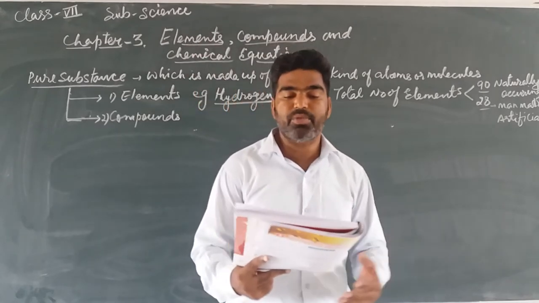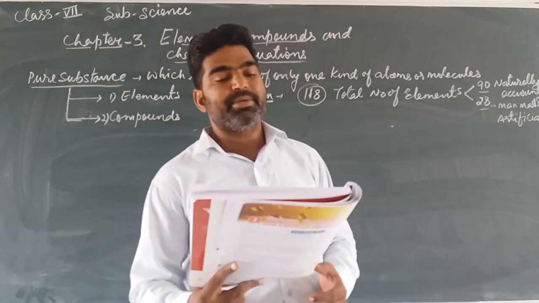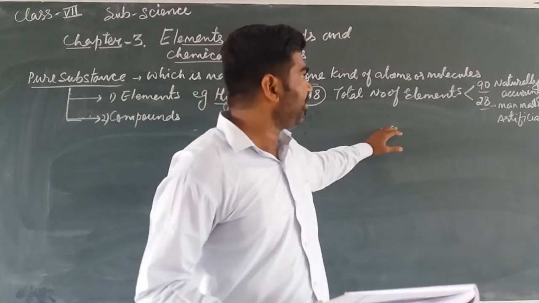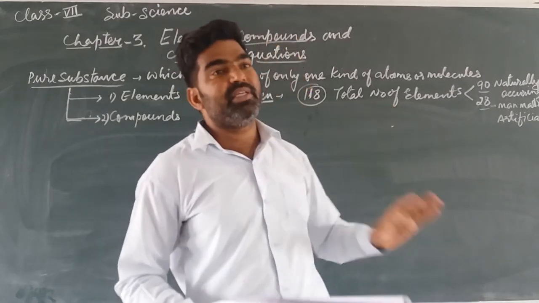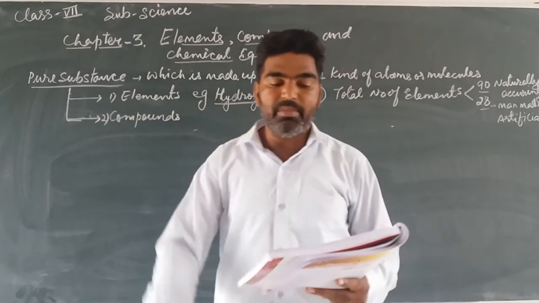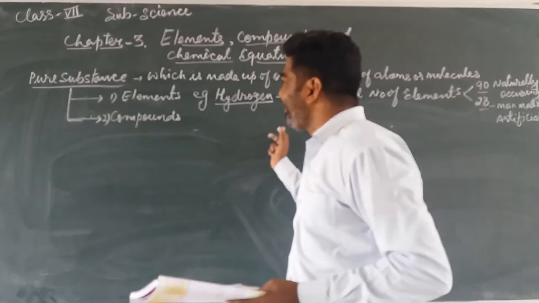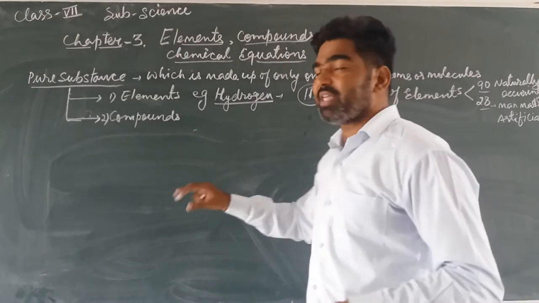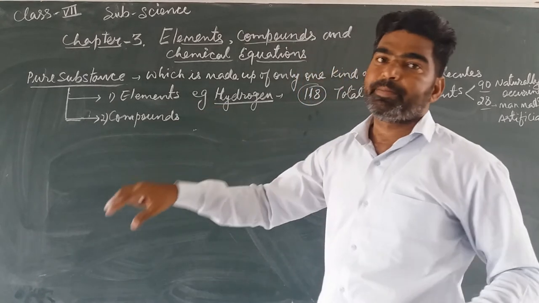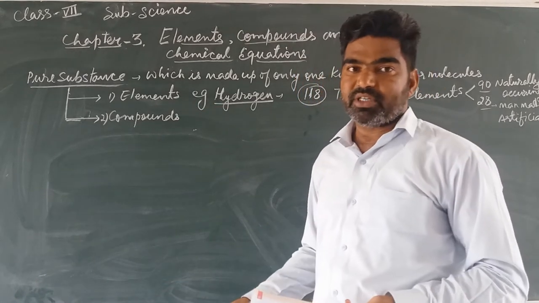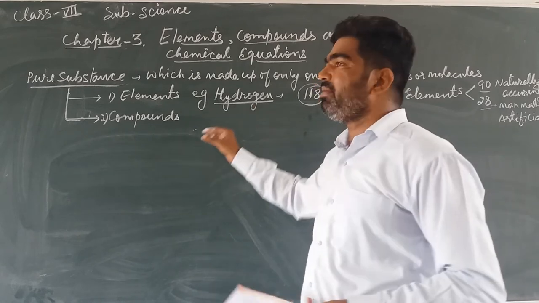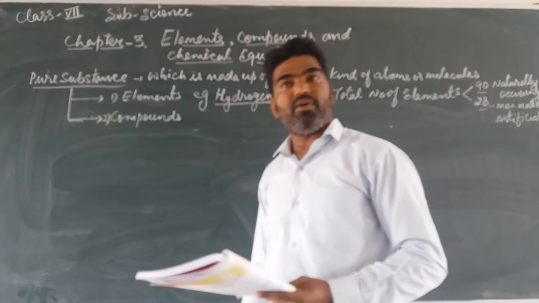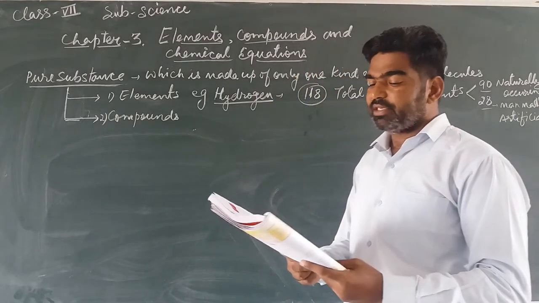Elements are the building blocks of all materials, as all substances are created by chemical reactions between these elements. These 118 elements are the building blocks of all the materials, because from their reactions, oxygen reacts with carbon and forms carbon dioxide. Hydrogen reacts with oxygen and forms water, H2O. So these 118 elements react with each other and form different materials or substances.